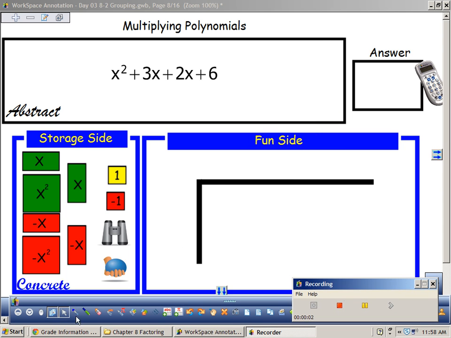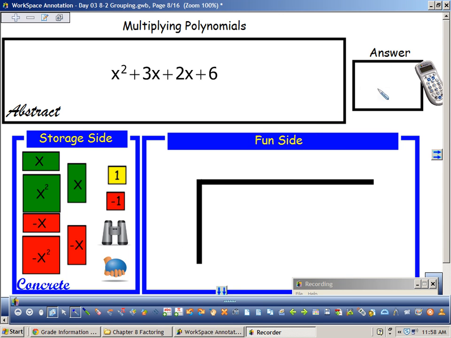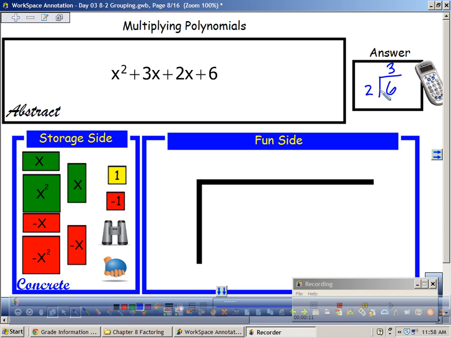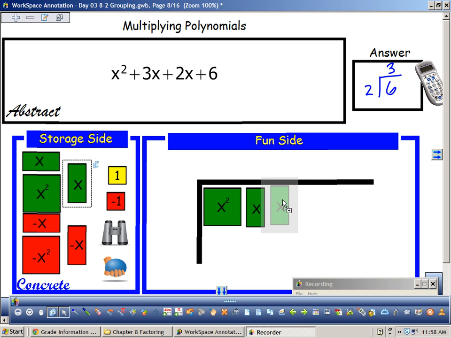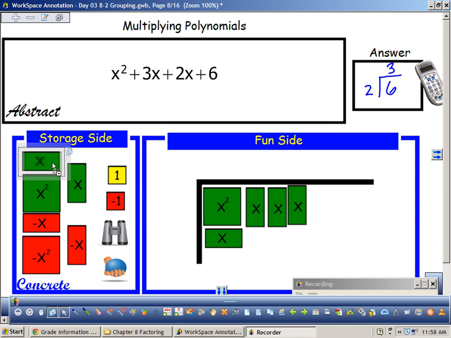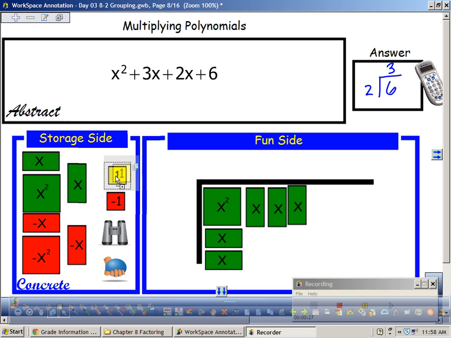Okay, so I'm going to repeat what I said before. When we are using this method, it's just like using multiplication and division. 2 times 3 is 6, and 6 divided by 2 is 3. All right, so let's drag in an x squared, 3 x's, 2 x's, and 6 positives.